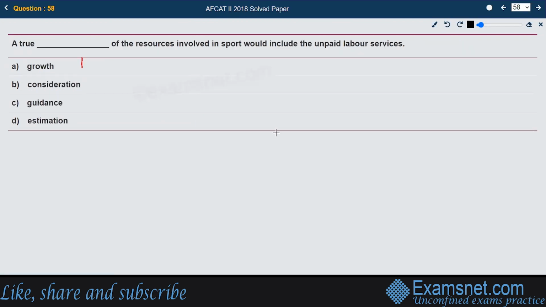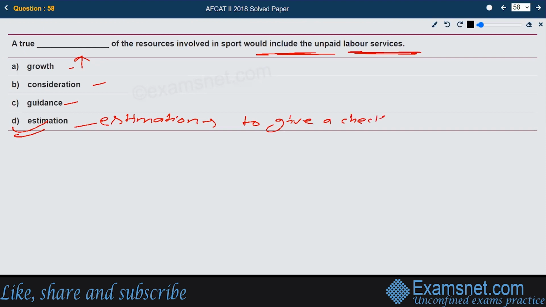Now, a true dash of the resources involved in sport would include the unpaid labor service. Options are growth, consideration, guidance, and estimation. Right answer is estimation. Estimation means to give a check over something, or to be able to predict something. So a true estimation of the resources.